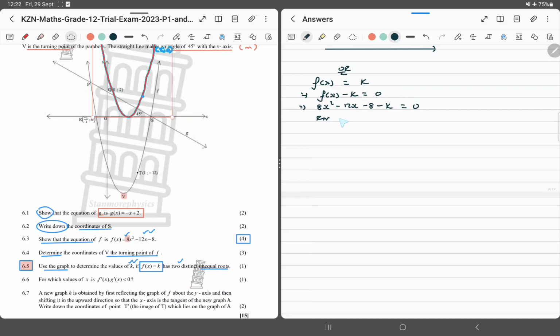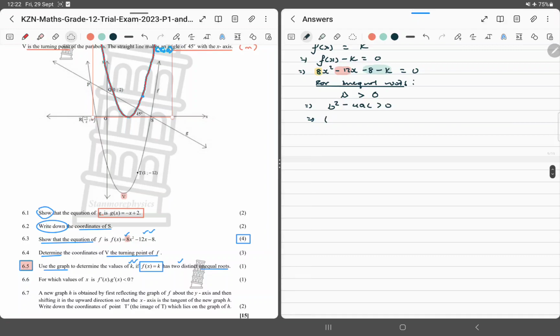Then we can use our standard grade 11 nature of the roots, which is saying now for unequal roots, the discriminant must be greater than 0. Is it not so? Yes. So for unequal roots, the discriminant must be greater than 0. This implies that b squared minus 4ac must be greater than 0. So that is a, that is b, and c is this complex term.